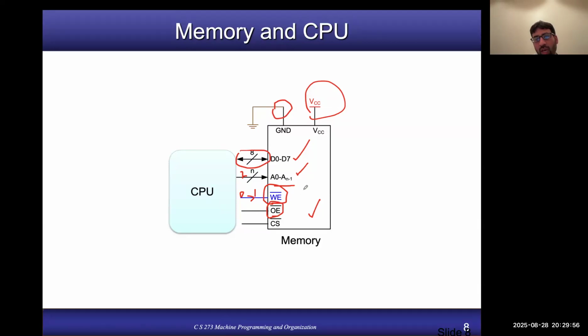And output enable is like read. So I want you to enable the data to be available on the output, which is the data bus, right? And chip select is to enable the memory chip as a whole, right? So all of these are active low signals. So basically, if you want to do a write, chip select will be 0 and you will send 0 on the write enable. If you want to do the read operation, then you will send 1 on the write enable and 0 on the output enable. Okay.